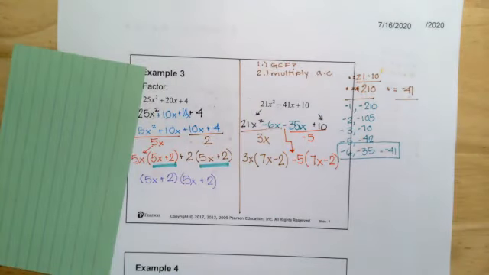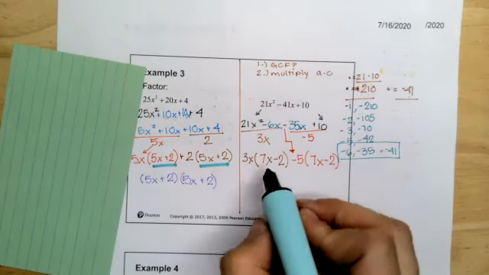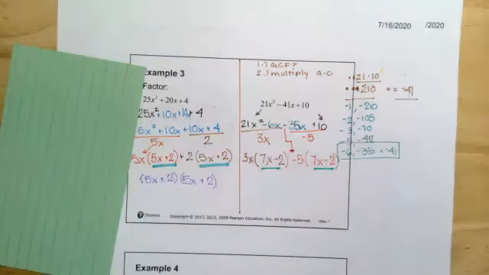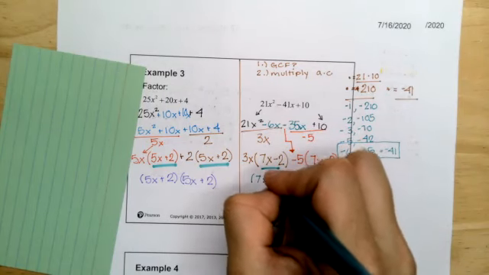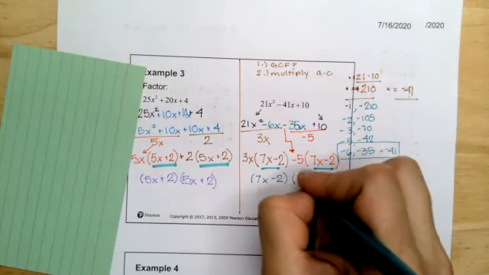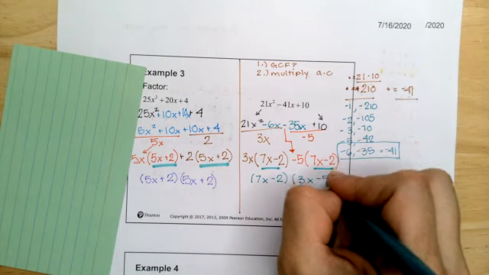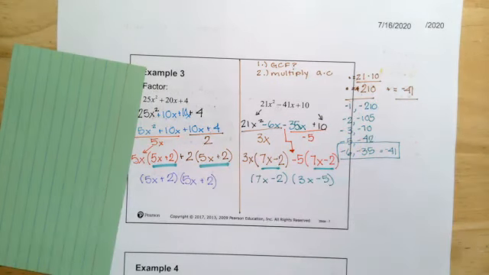Now you can check. You can see that 7x minus 2 is common to both. So we can pull out the 7x minus 2, and we can multiply it by 3x minus 5. So we have done, it's been a big change.